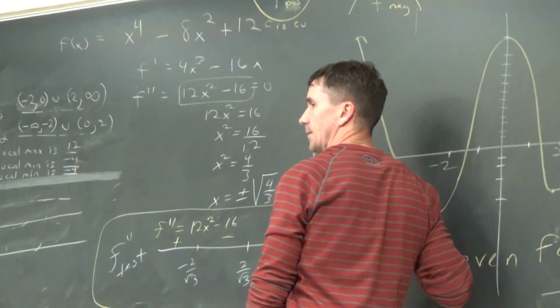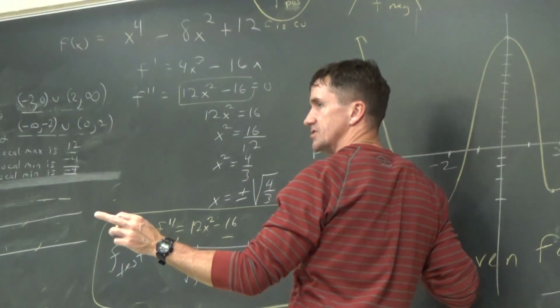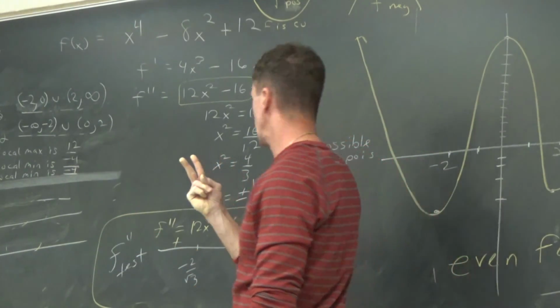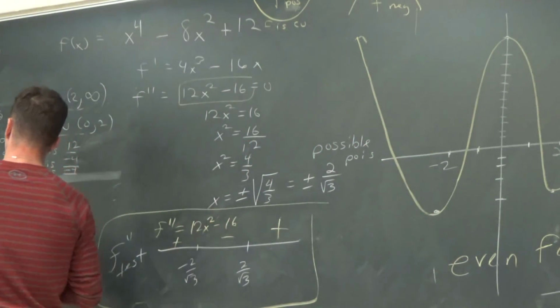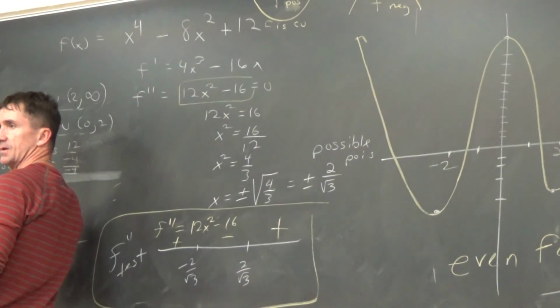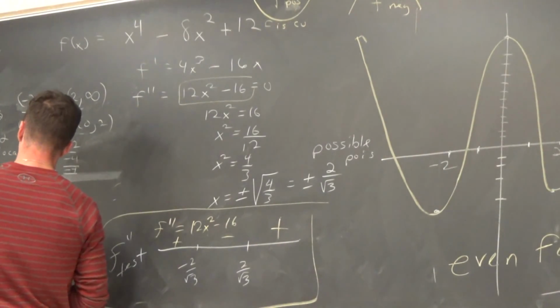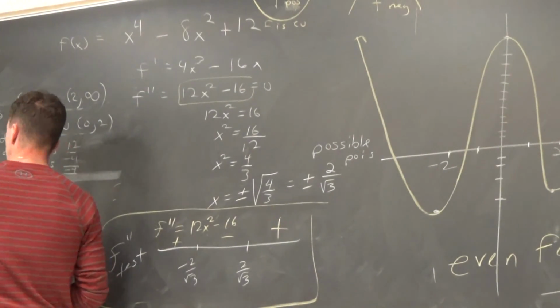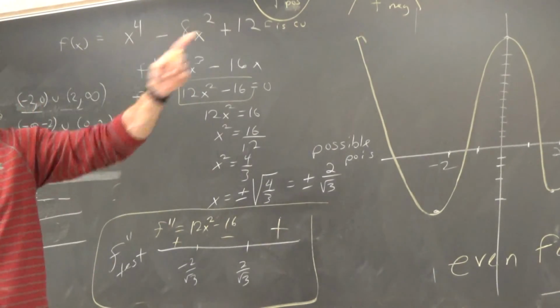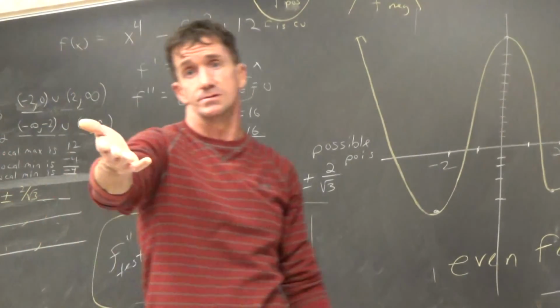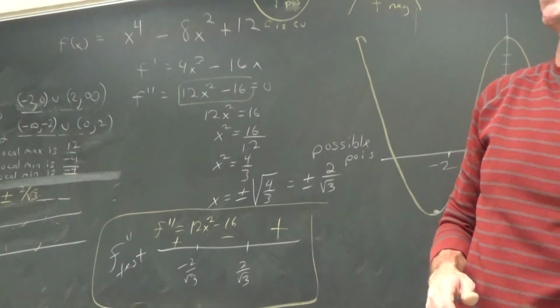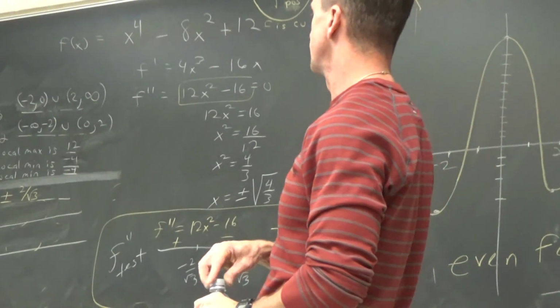All right, so how many times did the concavity change? Twice. So how many points of inflection do we have? 2. You want to just write it like this? Plus or minus. Okay. Remember, I said just list the x values. I'm okay if you just list x values, unless you want to plug it back in and write them as xy coordinates, ordered pairs. WebAssign will make you do that. I just say list the x values.